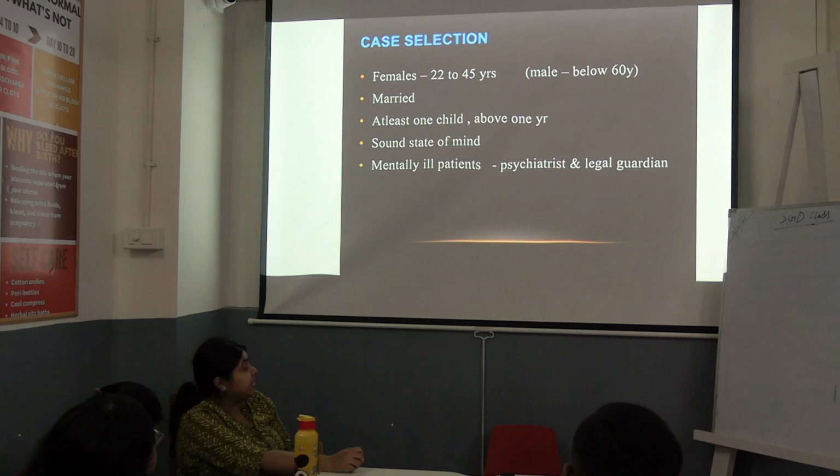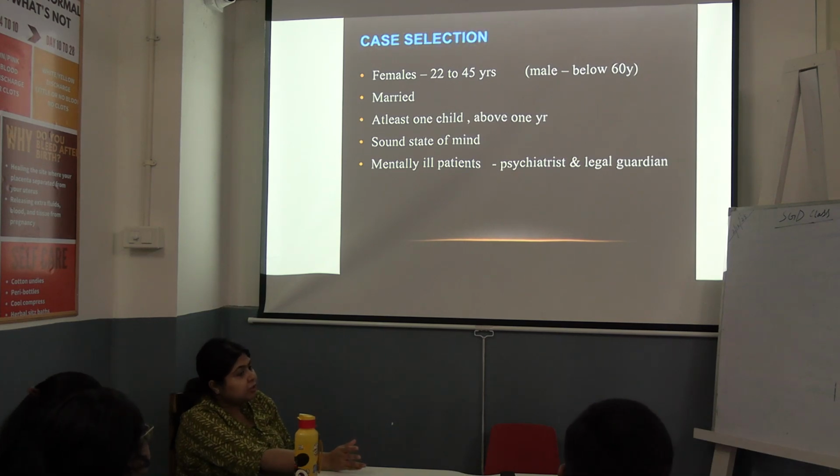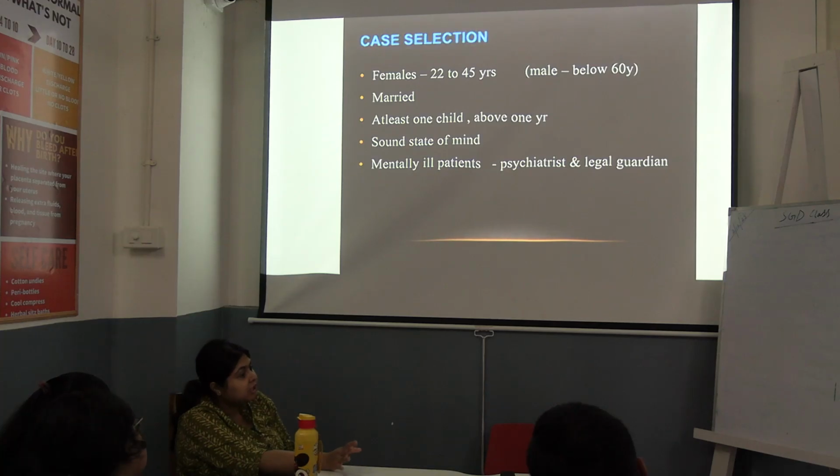Now case selection criteria. Who are the patients on whom you can do this sterilization? First is females who are within 22 to 45 years of age and males who are below 60 years of age, and they should be married and they should have at least one child of more than 1 year of age, and the patient should know what kind of an operation she is going to undergo, that is the permanent method of sterilization, what are its effects, what are the side effects, and we should ensure that she is in a sound mind. Whatever advice or counseling you are giving, she should be able to understand that.